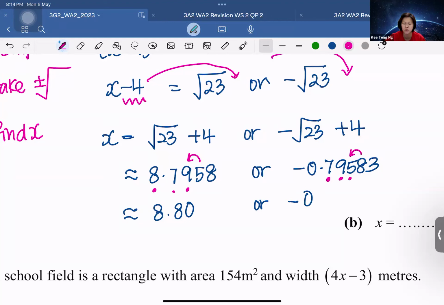Then we round up. So this will be negative 0.796. 3 SF.